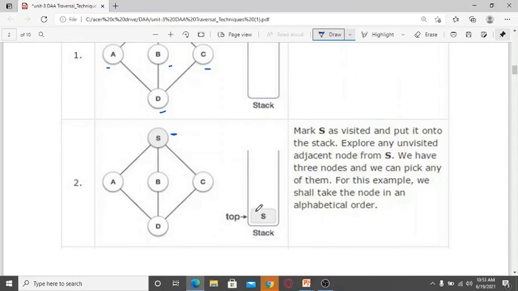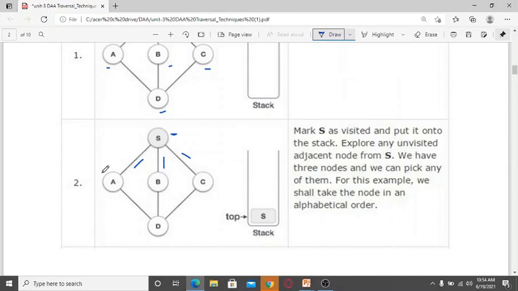Now explore the adjacent vertices which are unvisited. Okay, so we have 3 vertices from S. We can pick any of them. One can select anyone. In this example, we shall take the nodes in alphabetic order. You can take A, B, C, anything, but we will go with the alphabetic order.